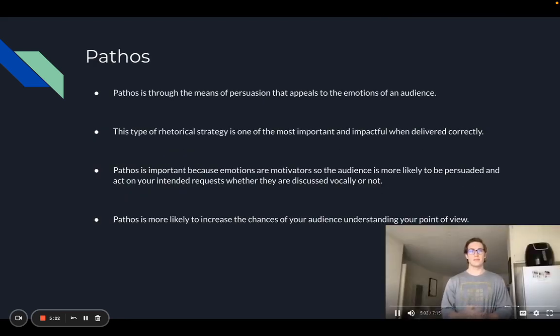Lastly, we have pathos. Pathos is through the means of persuasion that appeals to the emotions of an audience. This type of rhetorical strategy is one of the most important and impactful when delivered correctly. Pathos is important because emotions are motivators, so the audience is more likely to be persuaded and act on your intended requests, whether they are discussed vocally or not. Pathos is more than likely to increase the chances of your audience understanding your point of view.